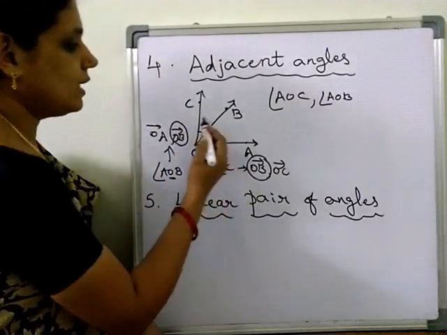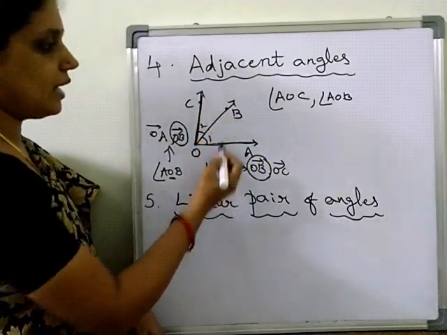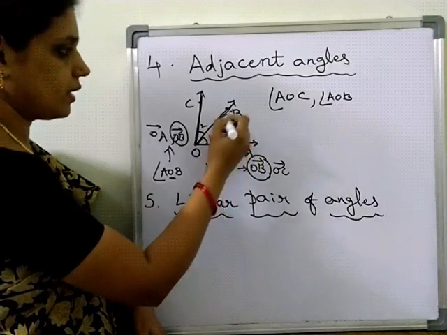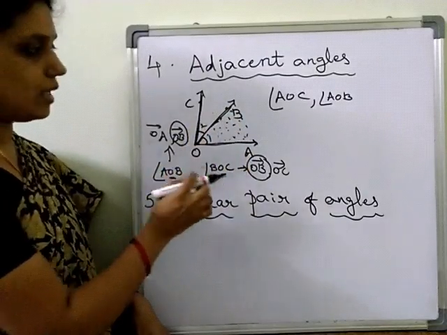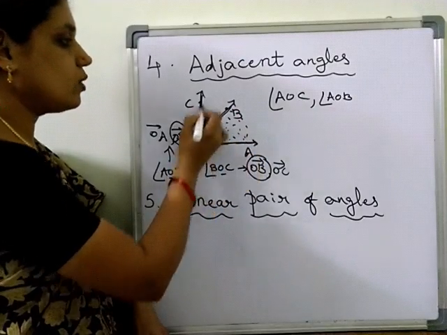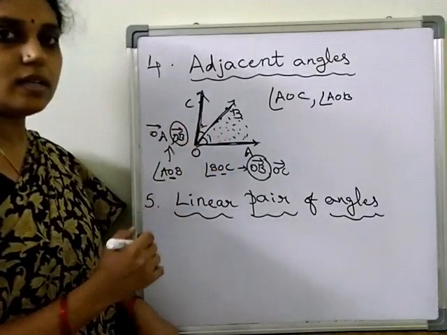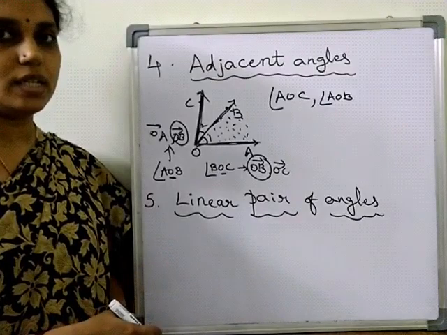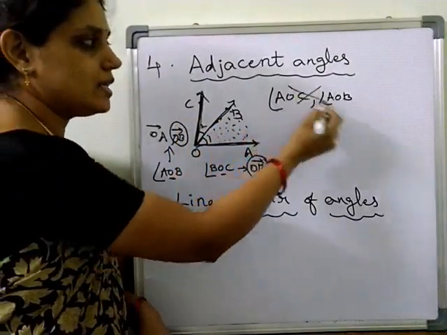How is it? Angle AOC is this big angle, and angle AOB is this one. Suppose these are the points. These points are the interior points of angle AOB. These interior points are there in angle AOC also, included in the interior of angle AOC. But they should not have any common interior points. That's why these two are not adjacent angles.